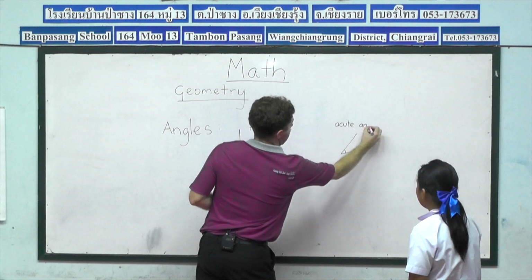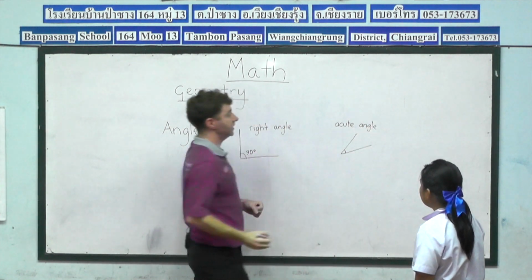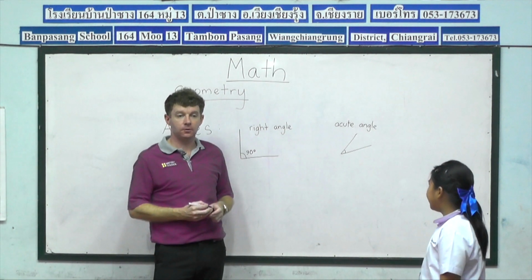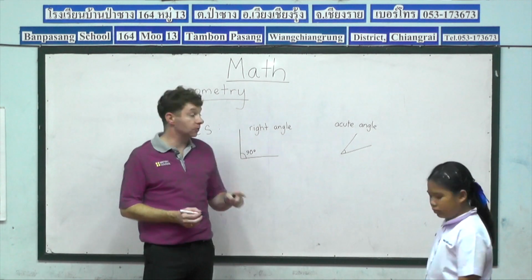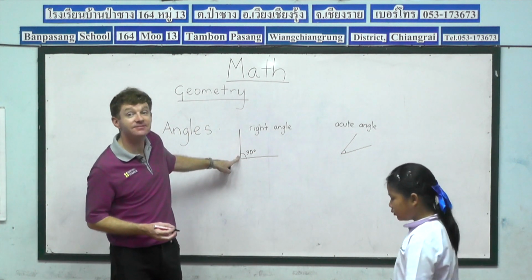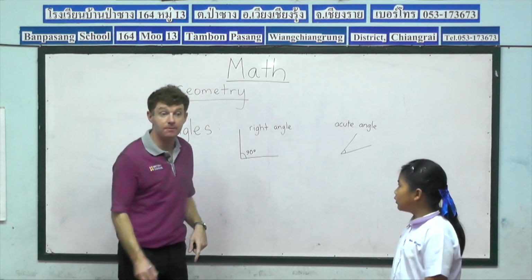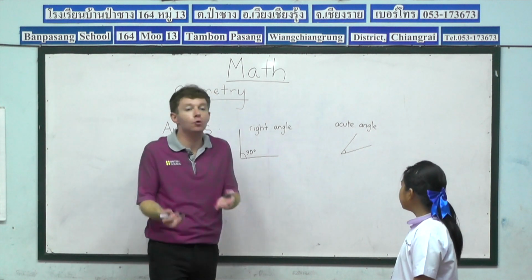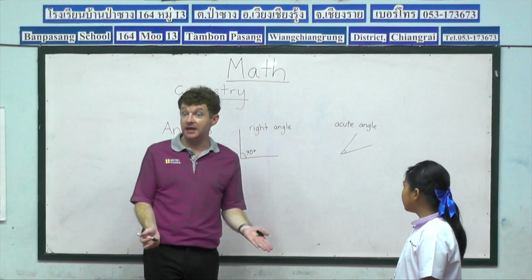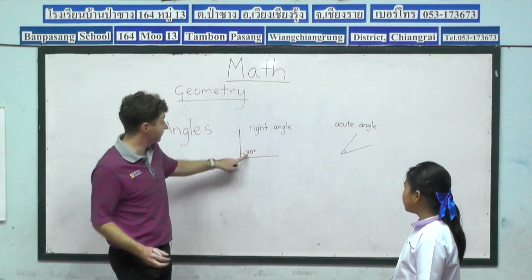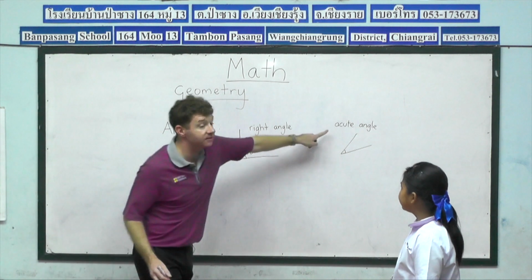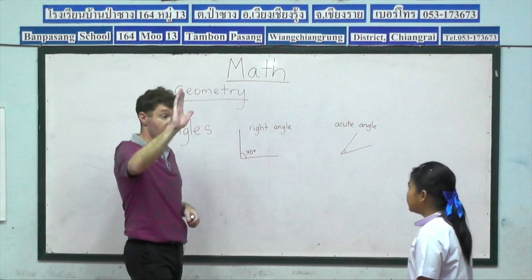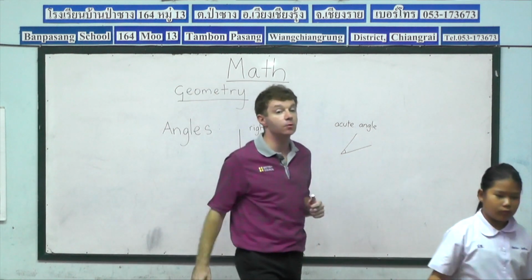A-C-U-T-E. A-N-G-L-E. Acute angle. Acute angle is any angle less than 90 degrees. For example, 45 degrees. But it doesn't have to be 45. It could be 20. It could be 50. It could be 70. But as long as it's less than 90 degrees, it's an acute angle. Lakgao, that was brilliant. High five. Big round of applause for Lakgao.